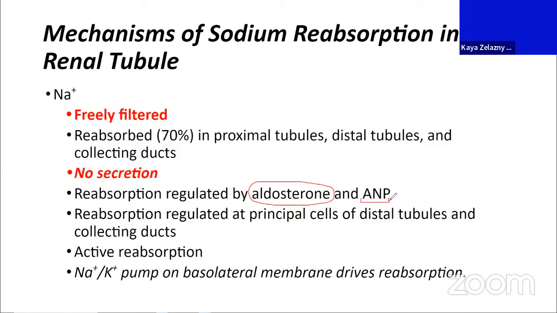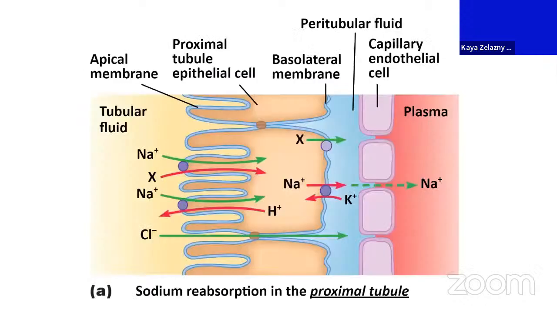Okay. So in terms of what cells we're thinking about, we're in the distal tubule and we're in the collecting duct. They happen to have different types of cells in those regions. So specifically, we'd call these cells principal cells, where we have this reabsorption of sodium happening. Okay. So this is going to be active reabsorption. And it's going to rely, first things first, on that sodium potassium pump that we've been looking at on the basolateral membrane. Okay. Cool.